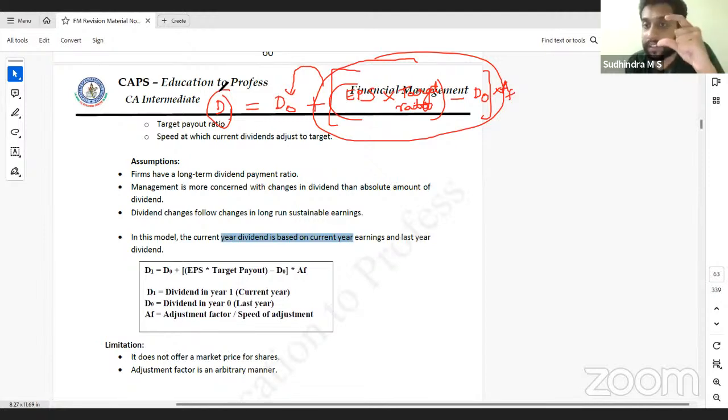That is the ideal increase that you want. But you need not increase it in the first year itself. So you will multiply it with the adjustment factor, which gives the increase that we have to achieve this year. That we have to achieve this year.